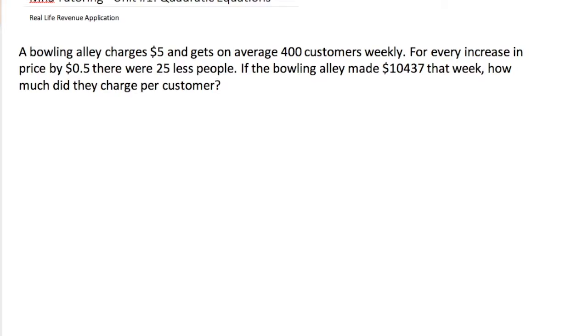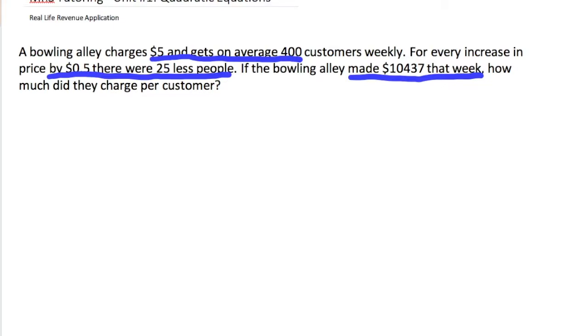Well, the main important things in this problem are that initially they charge $5 and get on average 400 customers, and for every increase in price by 0.5 there were 25 less people, and they made $10,437 that week. Okay, so let's get started.